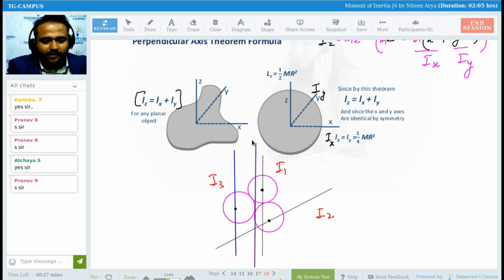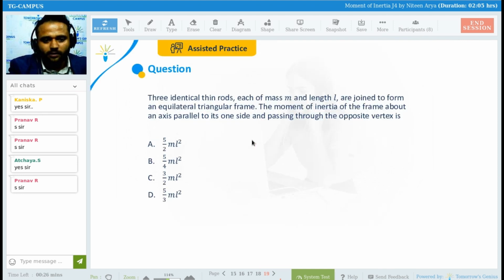Okay. If it is clear, then you do this question. Quickly you can do this question. Three identical thin rods, each of mass m and length L, are joined to form an equilateral triangle frame. The moment of inertia of the frame about an x-axis. The same thing that we discussed a moment ago, I have given to you. So you can tell me the moment of inertia for this kind of thing. Do that.